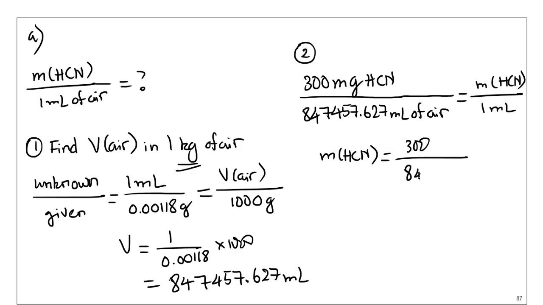847,457 times 0.627 times 1. Obviously, you don't have to do this step, but just to show you where, when the ratio is not 1 as a denominator, what you would do. Now you get a very small number. I get 0.0, I'm going to go 3.54. How many sig figs am I after?